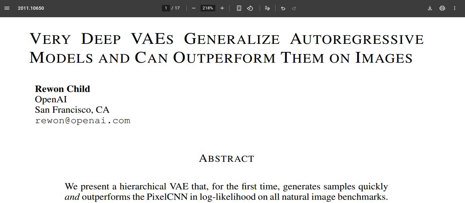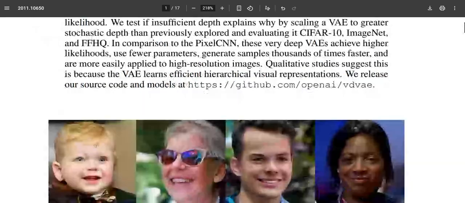Hi all. In this video, we are going to see a paper titled "Very Deep Variational Autoencoder," which can mimic an autoregressive model and can outperform traditional autoregressive models like PixelCNN on generating images. So, what does this paper say?